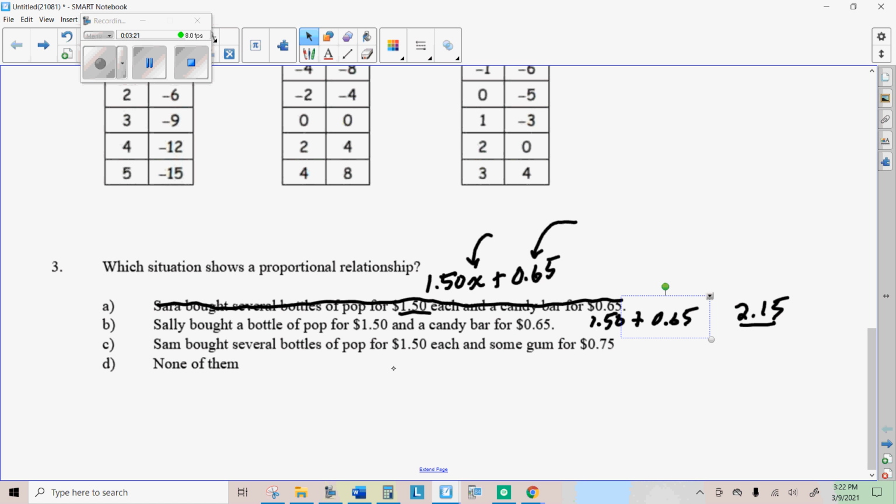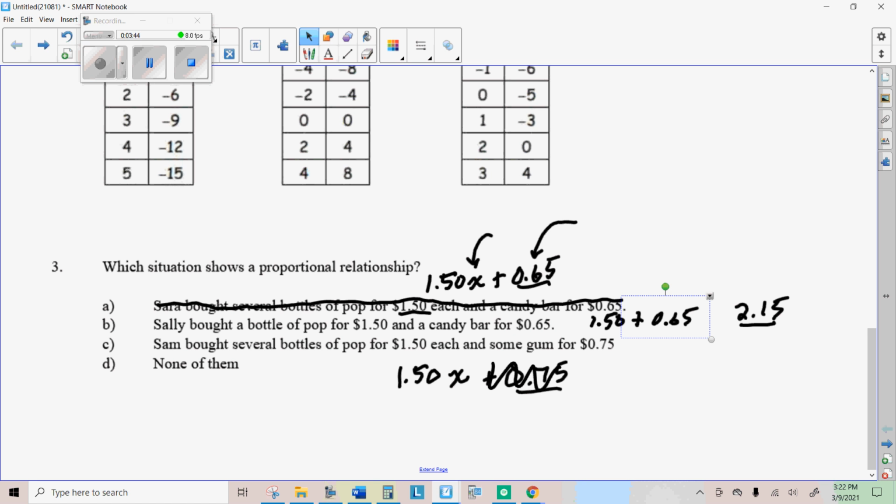And the last one says Sam bought a bunch of pop for $1.50. So we're going to multiply $1.50 times however many pops he bought and add 75 cents. Whenever we're adding something extra on like we did in these, that's not going to be proportional. All you can do is multiply some number by the total number.